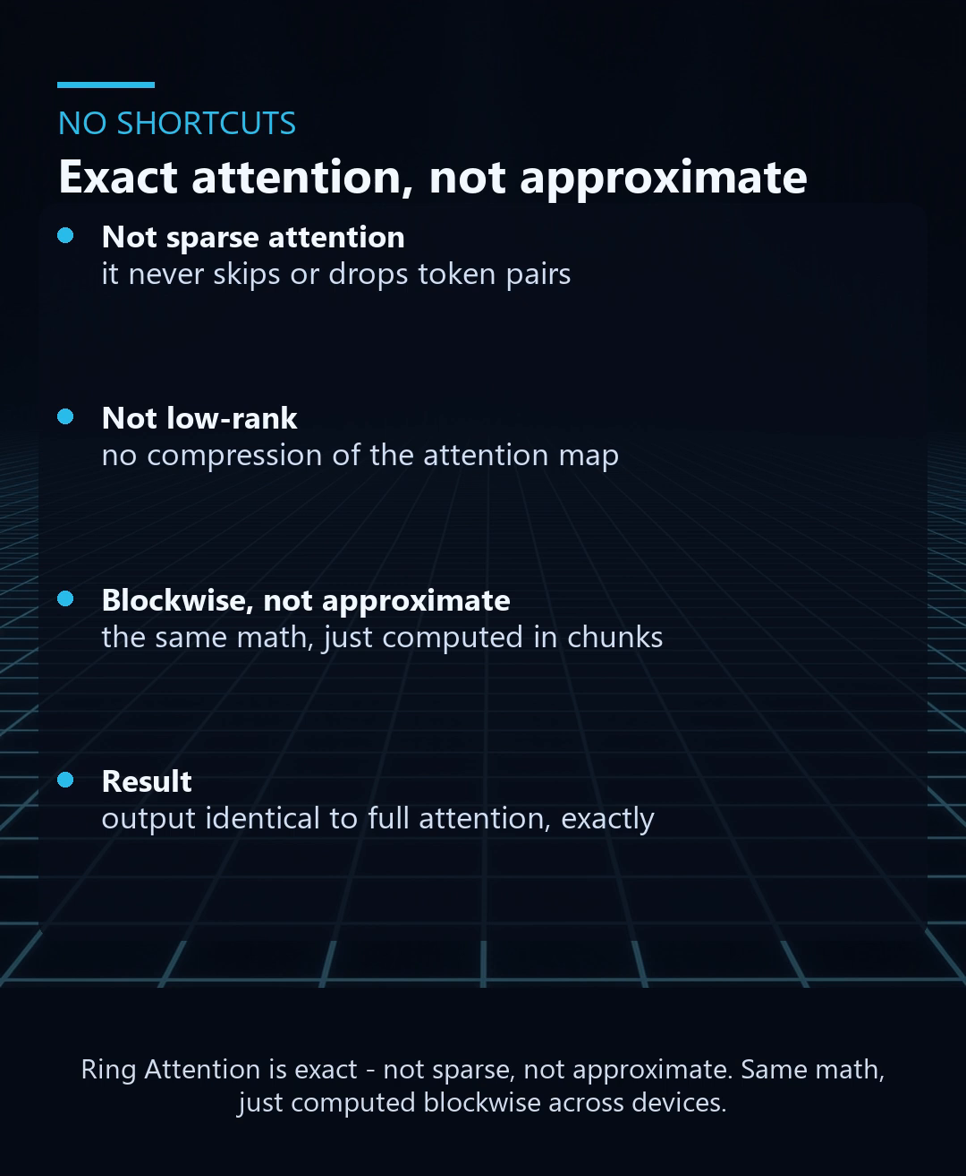One point is worth stressing. Many long context methods cut corners: sparse attention skips token pairs, and other tricks approximate the attention map. Ring attention does none of that. It computes the exact same full attention, just block by block and spread across devices. The blockwise math is mathematically identical to standard attention. You get near infinite context with zero loss in quality, which is why it is trusted for serious training.